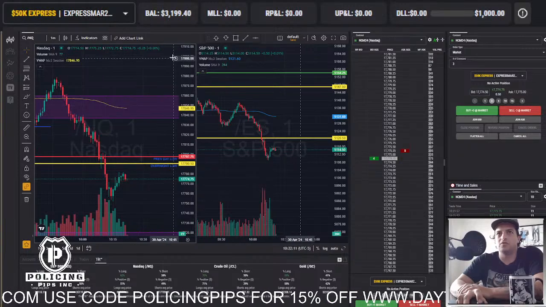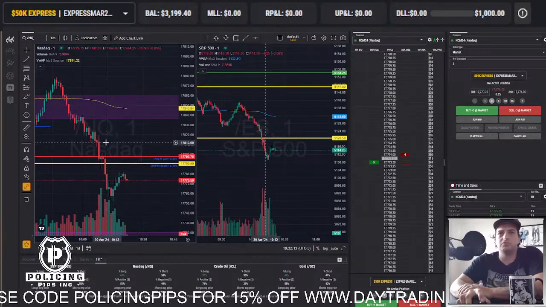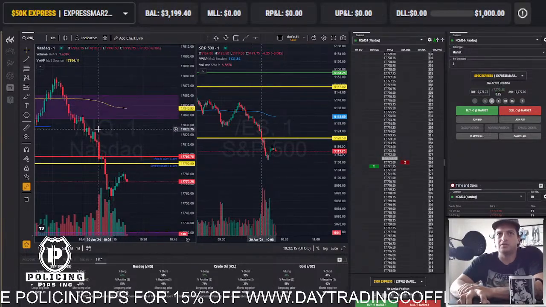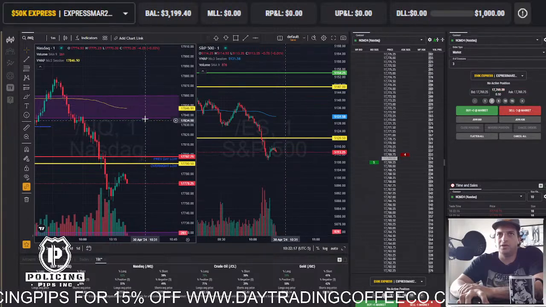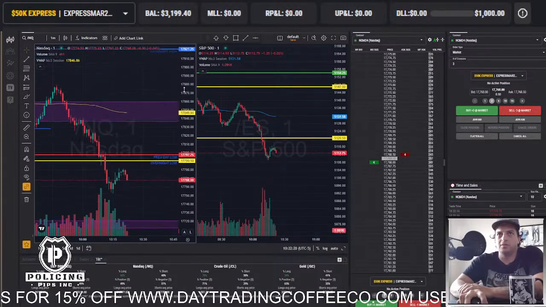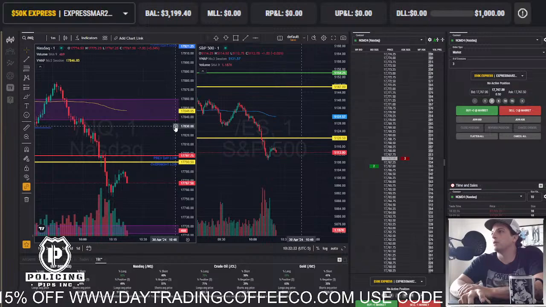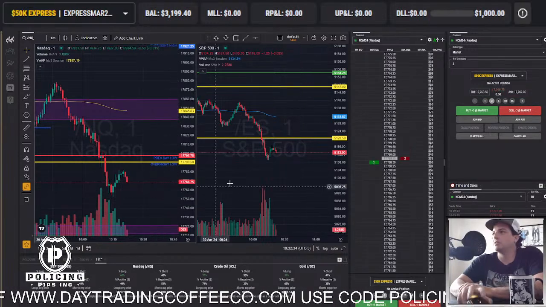And it's not like I'm looking for crazy targets. I'm just going to trail it out as I go. Obviously, first target's going to be that 29 level, VWAP, and then maybe we can get to the highs. I don't expect that kind of pop to come in, though.